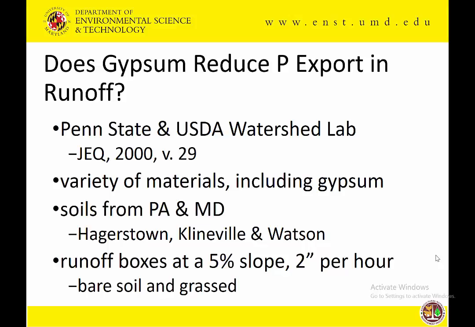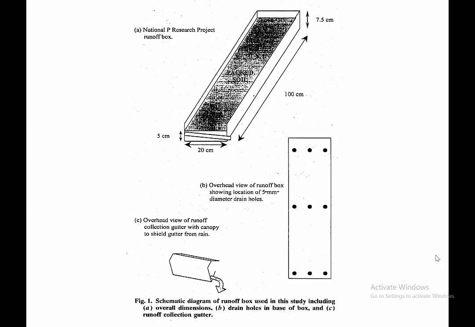They looked at 3 soils, one of which is one we have from our Limestone Valley. They used runoff boxes, and some of you just went to the runoff demo. They set them at a 5% slope, and they looked at a rainfall of 2 inches per hour, which is pretty typical. People don't look at light rain. If they look at it, they're going to look at a heavy rain. This is kind of on the high end of what could occur in a normal rainstorm. They looked at bare soil and grassed conditions.